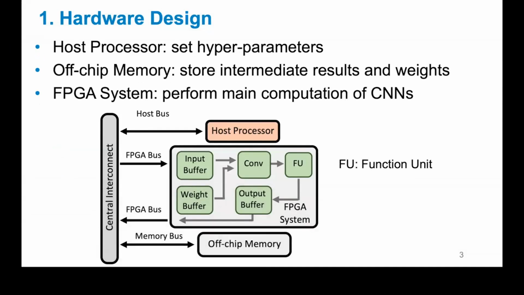The system overview is presented in the slide. The host processor is used to set some hyperparameters of the whole system, including the number of channels and the number of filters. The intermediate results and the weights are stored in the off-chip memory. The FPGA system is used to perform the main computation of CNNs.